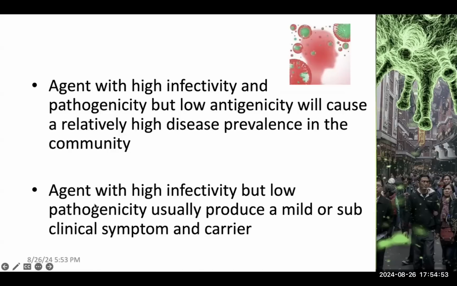But an agent with high infectivity but low pathogenicity will produce a mild or subclinical symptom in a carrier state. This means that the patients may not have any signs and symptoms, but they are still carrying the disease and they are communicable.